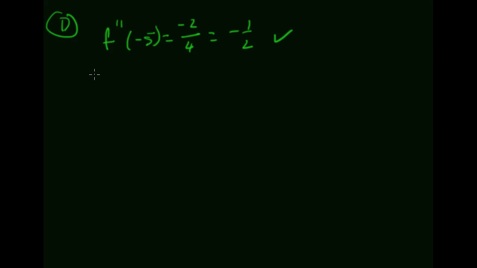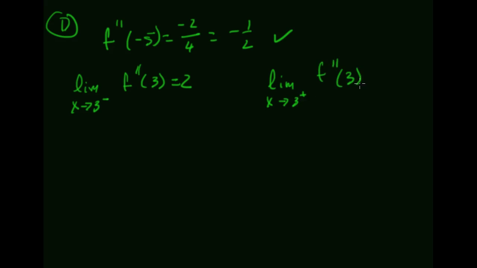The problem is that f prime of 3 is a cusp there. So you have to make a statement. You have to say that the limit as x approaches 3 from the left of f double prime of 3 is 2, and that the limit as x approaches 3 from the right of f double prime of 3 is equal to -1, and these things don't equal, so that tells me that the second derivative at 3 does not exist.